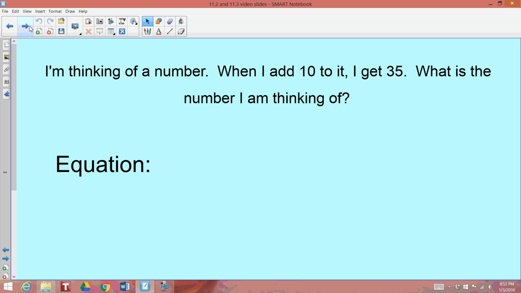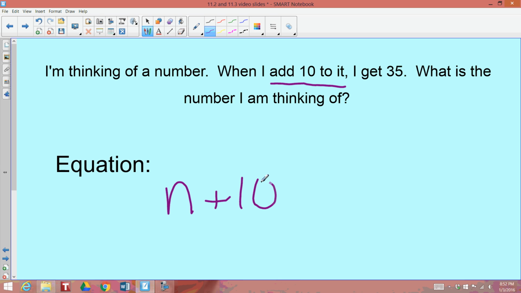But let's take a minute to think about the equation we could write. So if I'm thinking of a number and I don't tell you, what could we use to represent an unknown number? You got it, a variable. So I'll just use n for the number that I'm thinking of. I say when I add 10 to it, I get 35. So I'll add 10 to this number. It's going to equal 35.